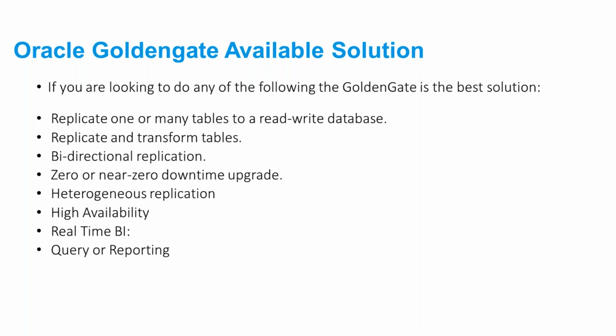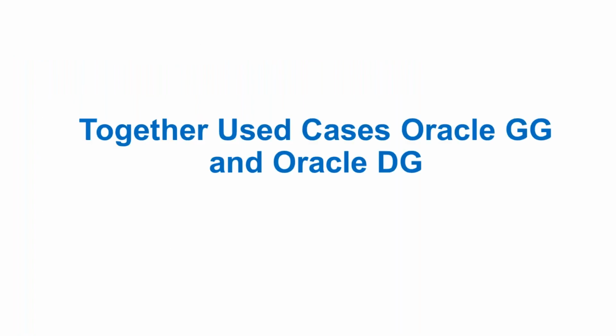And also you can use Golden Gate for query offloading or reporting purposes as well, because Golden Gate is near real time. Now another thing I want to tell you is Golden Gate and Data Guard. With Data Guard, because it's a block by block replication, if there are heavy transactions, Data Guard can show you some lag. But with Golden Gate, it is near real-time replication.